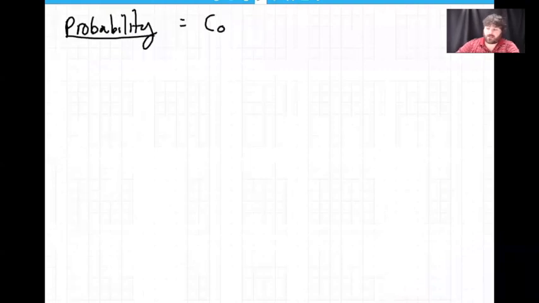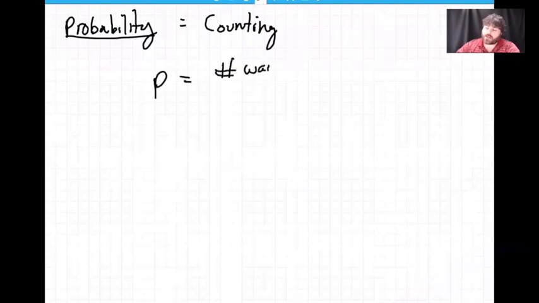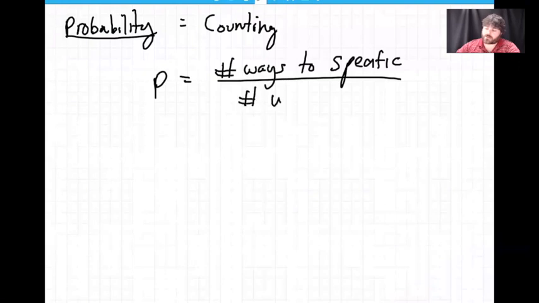Okay? All right. So let's think of probability in a different way. So probability can be thought of like counting. Okay? You can use those counting methods from earlier, right? Like those factorials and permutations and all those different things. You can use those counting methods to do probability. The way you want to think about it is the probability of something happening is the number of ways to do something very specific over the number of ways to do something very general.